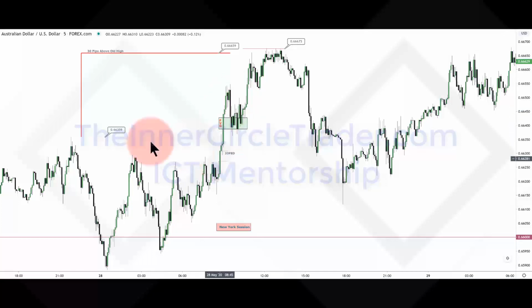Down here, before we left this high and broke above it, we already had a fair value gap inside of the New York session, and we have an institutional order flow entry drill technique, okay?